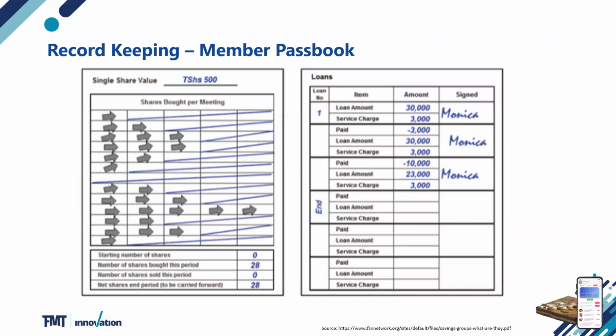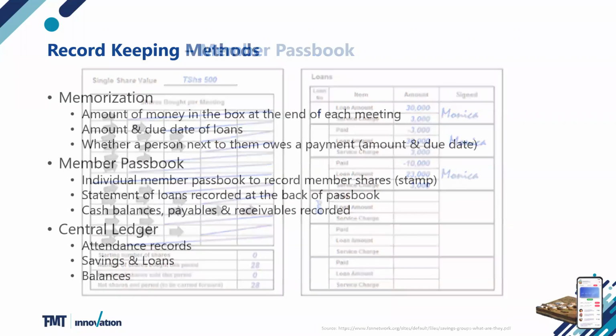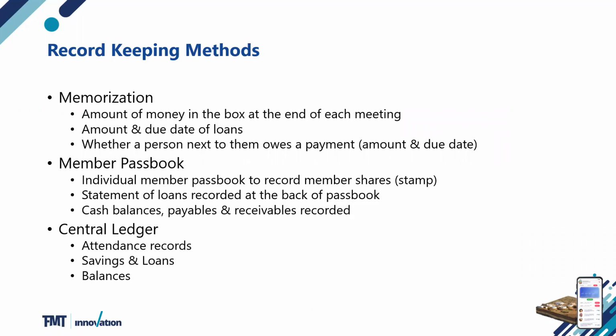Now, in terms of record keeping, there are three main methods that are used to keep records, and one of them is memorization. And this is effective with groups with very low literacy levels and requires every member to remember the amount of money in the box at the end of each meeting, also to remember the amount that they owe if they have some loans, and also the due date. Again, because it is by memorization, it also requires every member to remember what the next person owes and the due date for that.